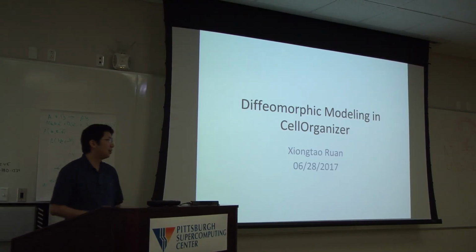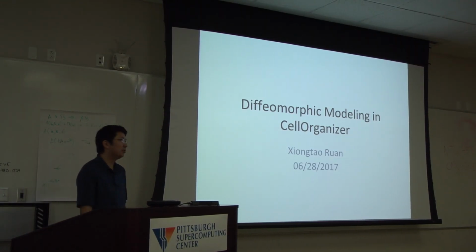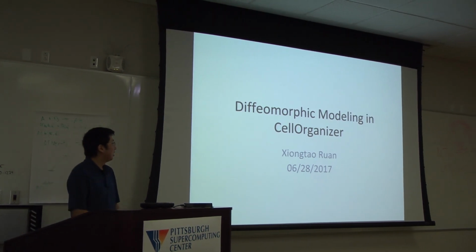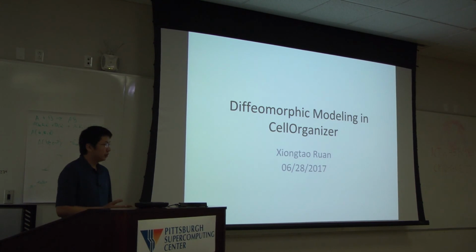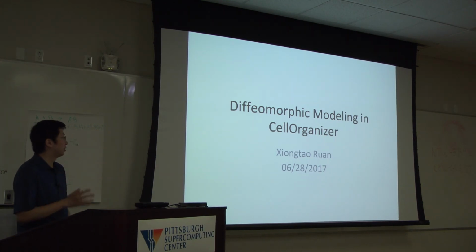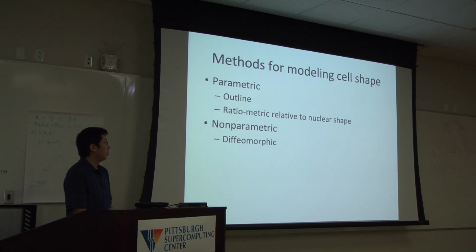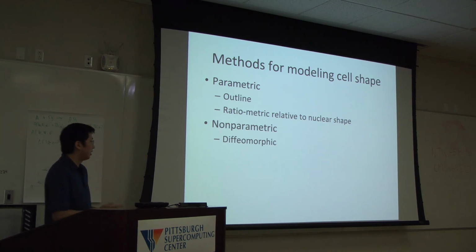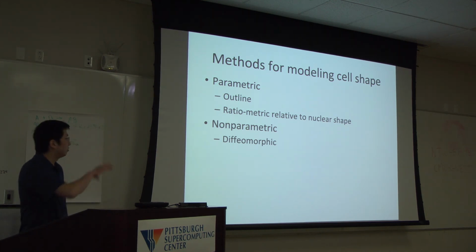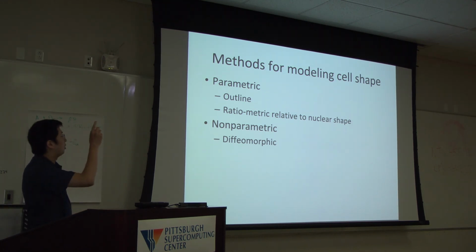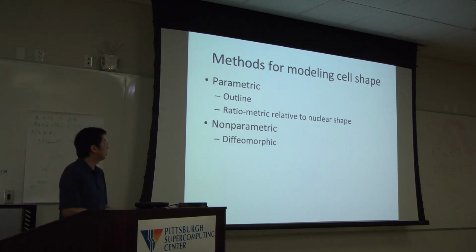I'm Xiongtao, a PhD student in Murphy Group, and now I'm going to talk about a model for modeling cell and nuclear shape. It's called the diffeomorphic model. There are a lot of different models for modeling cell and nuclear shape. Basically, we have two types: parametric and non-parametric models. Bob talked about some parametric models before.